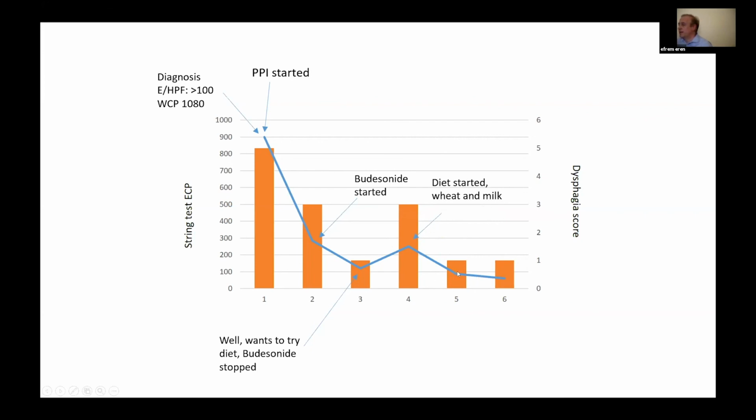Symptom score went right down to 1. ECP went down to normal. We then reintroduced wheat. And once again, just on milk exclusion, ECP normal, dysphagia score low, feeling really well. And we also stopped his PPI, and he's doing well. So very easy to do.